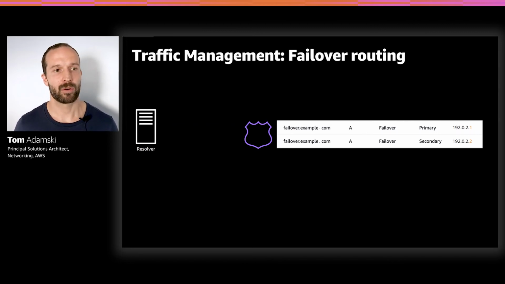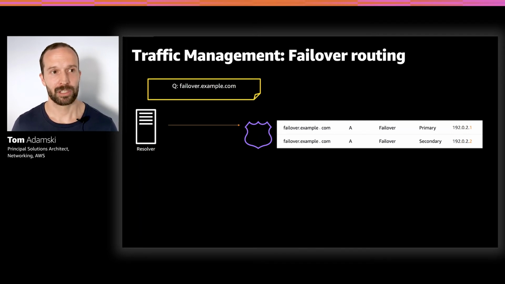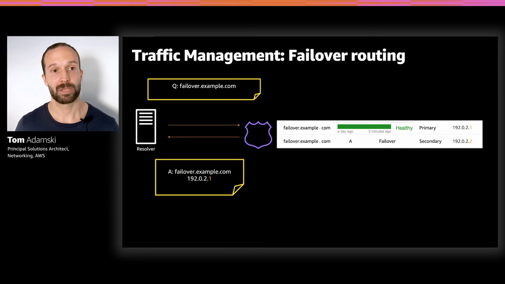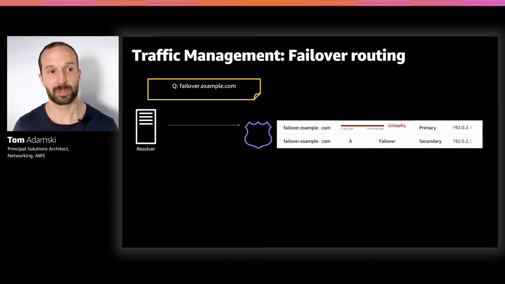In this scenario, we're setting up the same name twice, but as primary and secondary. And we associate a health check with our resources. So as long as our resources are healthy, the query going to Route 53 will return the primary resource. If that primary resource becomes unhealthy, the query for that resource will return the secondary.